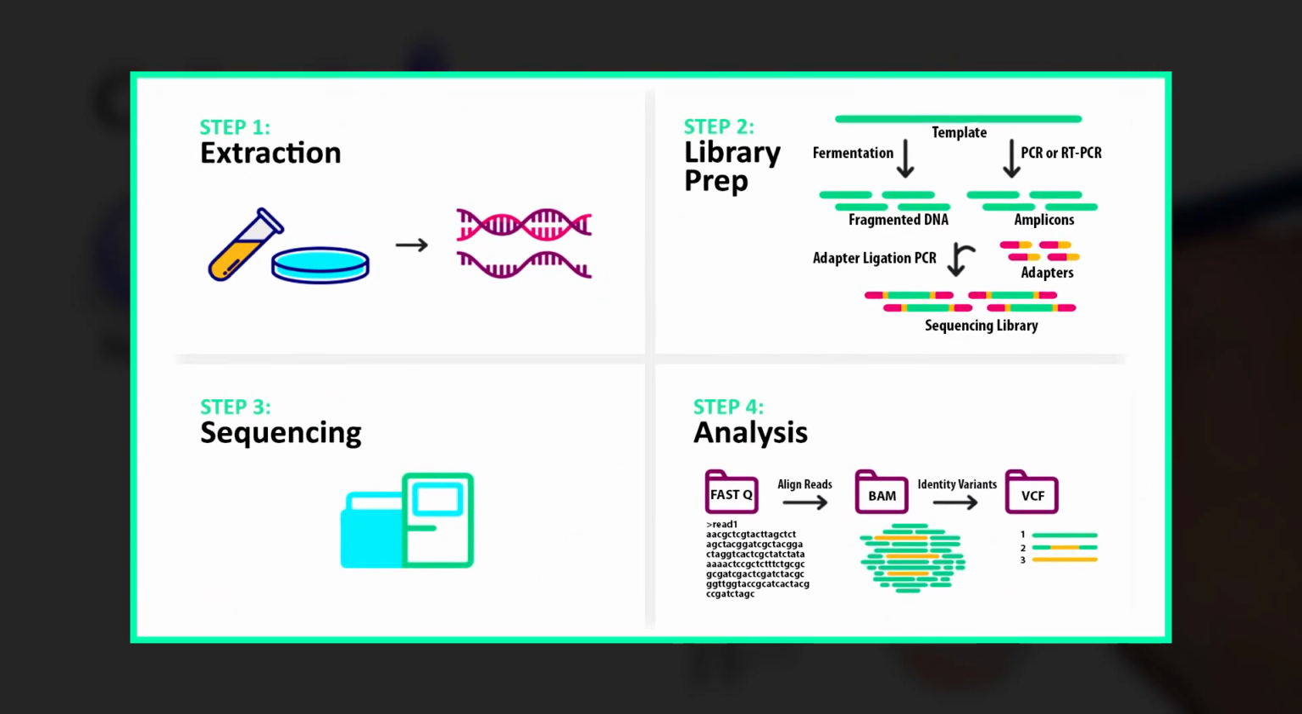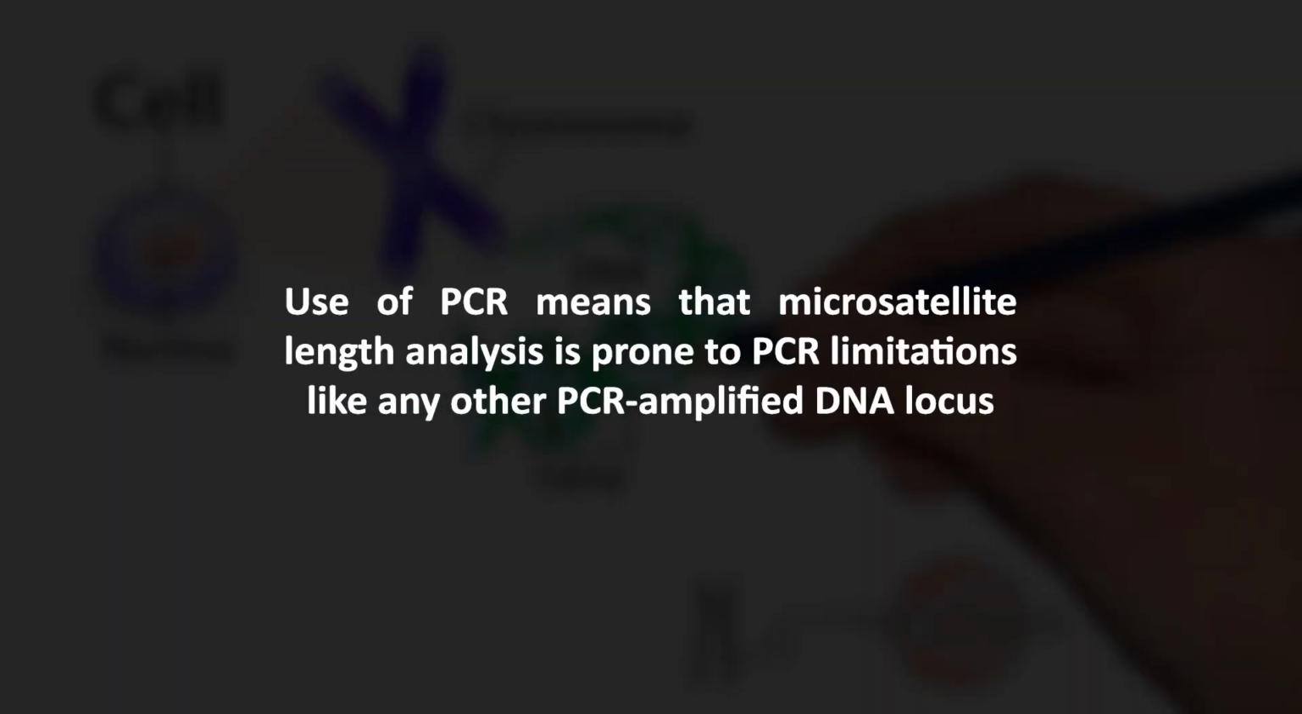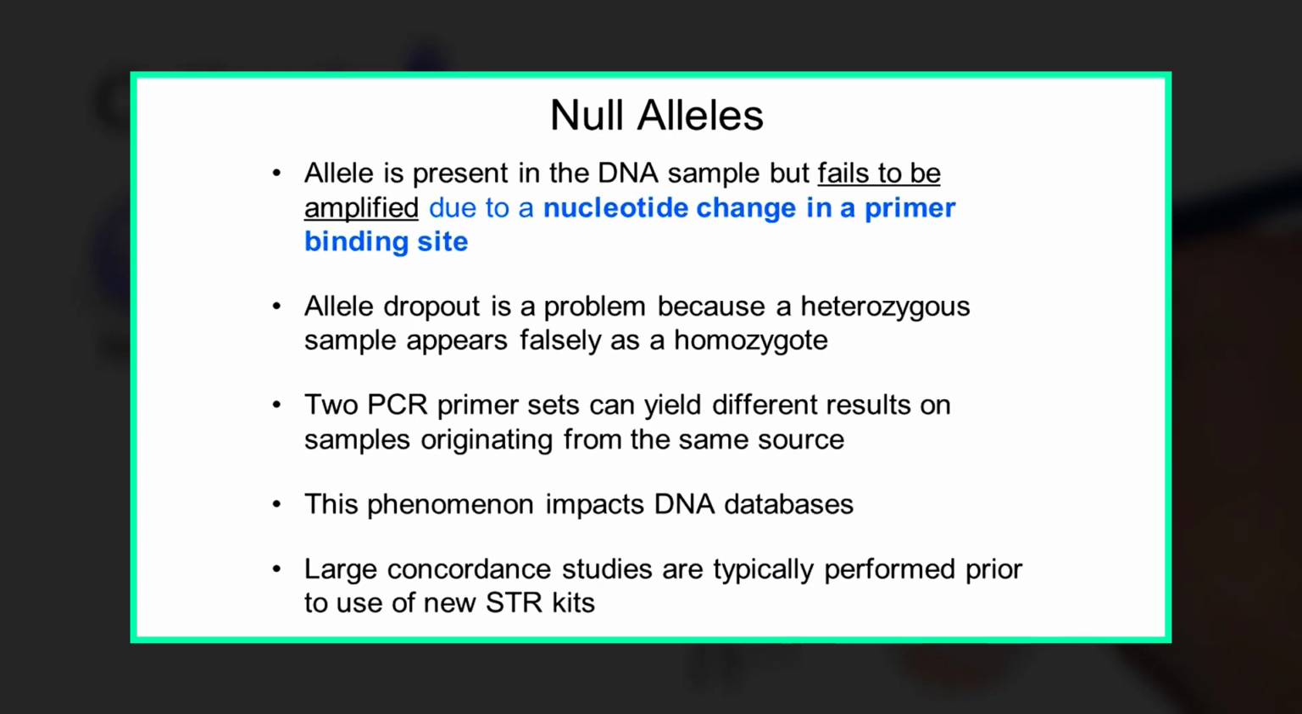Dear students, let's now discuss the limitations of microsatellites. Repetitive DNA is not easily analyzed by next generation DNA sequencing methods, which struggle with homopolymeric tracts. Therefore, microsatellites are normally analyzed by conventional PCR amplification and amplicon size determination. The use of PCR means that microsatellite length analysis is prone to PCR limitations like any other PCR amplified DNA locus. A particular concern is the occurrence of null alleles.